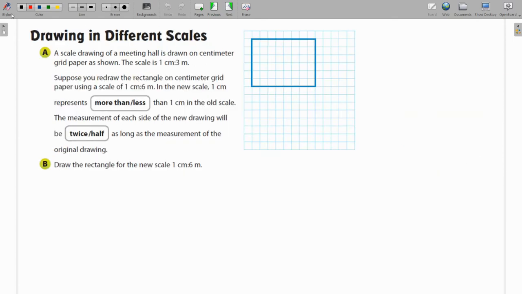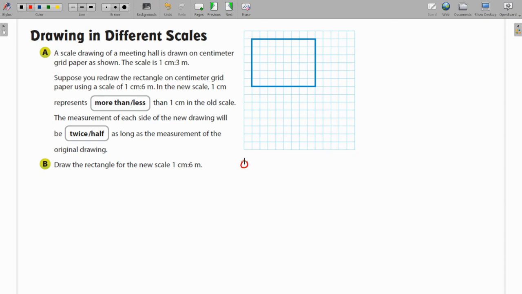Drawing in different scales. A scale drawing of a meeting hall is drawn on centimeter grid paper as shown. The scale is 1 centimeter of drawing is the same as 3 meters in actual or real life. Suppose you redraw the rectangle on centimeter grid paper using a scale of 1 centimeter for every 6 meters. In the new scale, 1 centimeter represents, and then they want us to tell whether that's more or less than 1 centimeter of the old scale. So what we have here is 2 different scales.